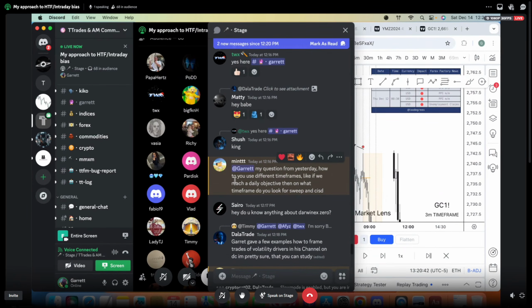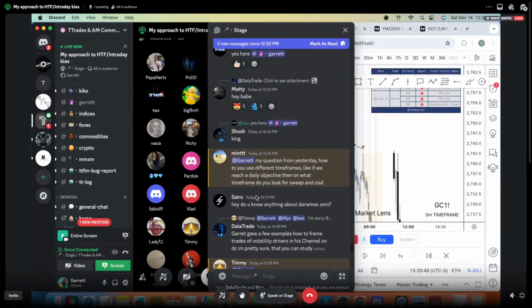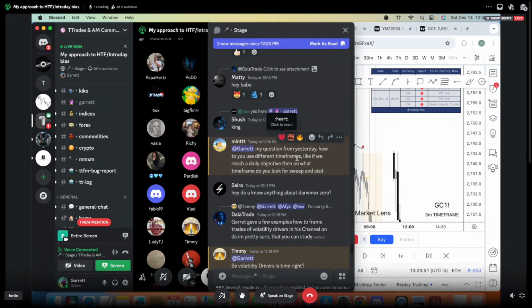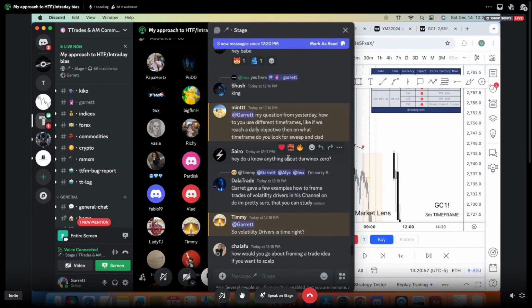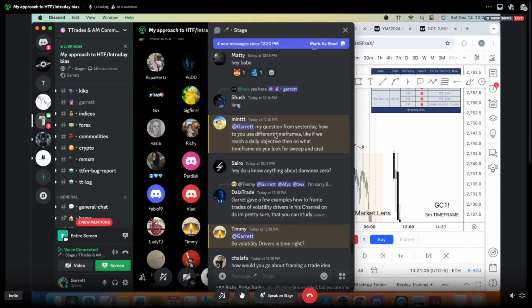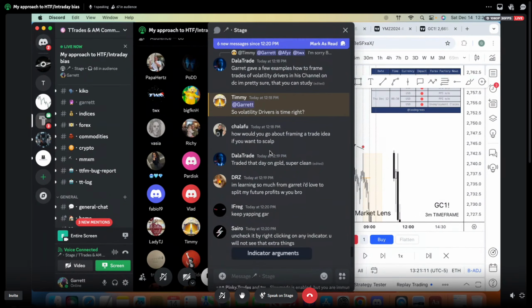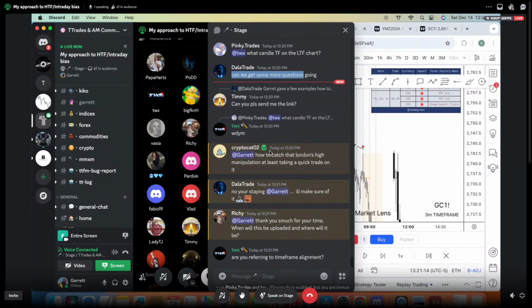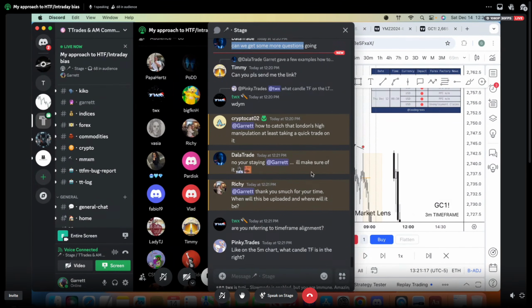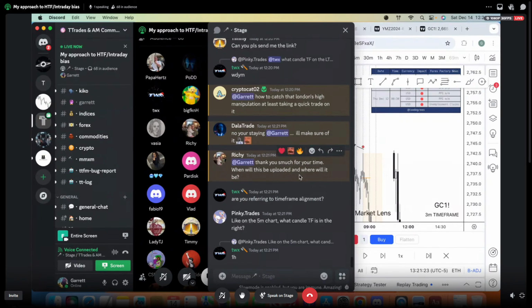How do you use different time frames? Like we reach daily objective, then on what time frame do you look for sweep and CSD? I'm framing the actual reversal on the hourly time frame. Then I can drop to lower time frame. So I'm framing everything on the daily, the 1 hour, and you're gonna have profiles that support that framework in those models. And then the way the candles are forming supports the profile. So all these things support each other, you know?